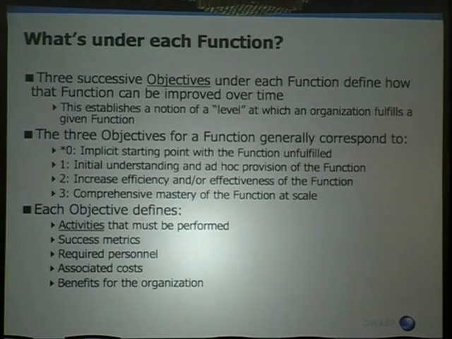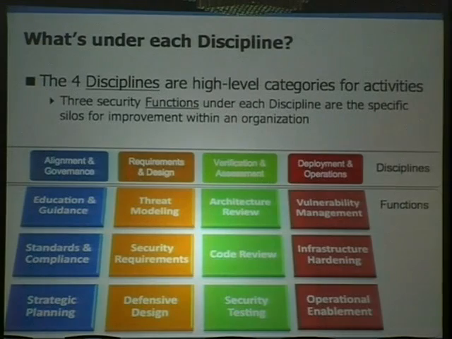So each objective has specific activities defined. So for each of these levels, you have activities that you need to be doing for your organization. It gives you some details about the success metrics. So what does it mean to actually be performing at that level, and what are the metrics that you can use to measure yourself to see if you're actually performing at that level? There's the personnel investment required, there's the straight cost investment required to get to that level, and then there's benefits for your organization.